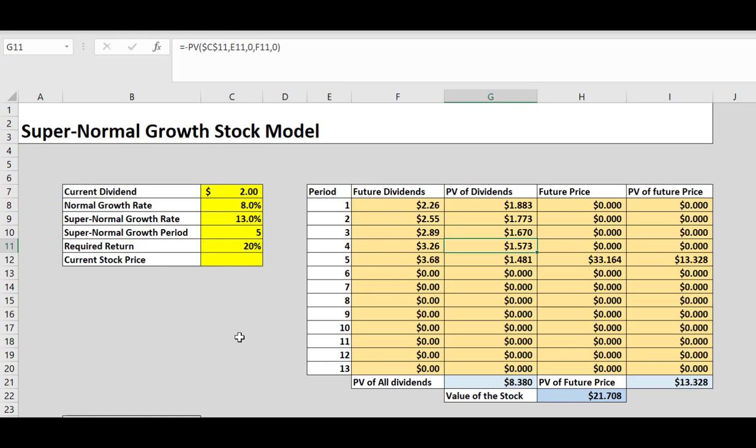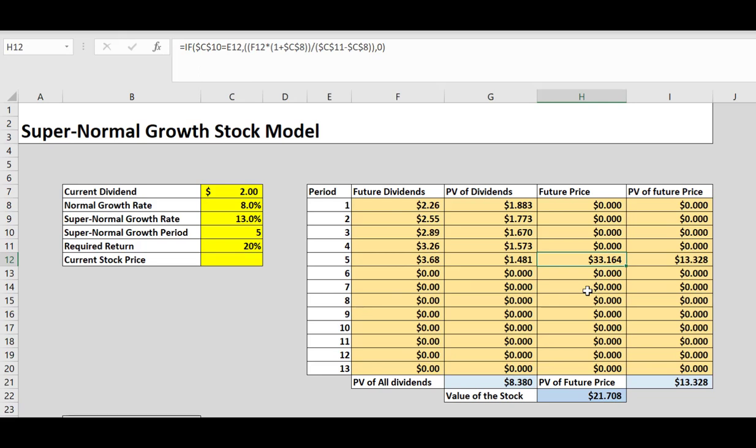Now, if we know what the required return is, we can calculate the present value of the dividends. So we have 1, 2, 3, 4, 5 years of dividends. We figure 5 years of supernormal growth. Here are the dividends we expect, and here is the present value of those dividends. So the sum of the 5 years of dividends during the supernormal growth period is roughly $8.38.